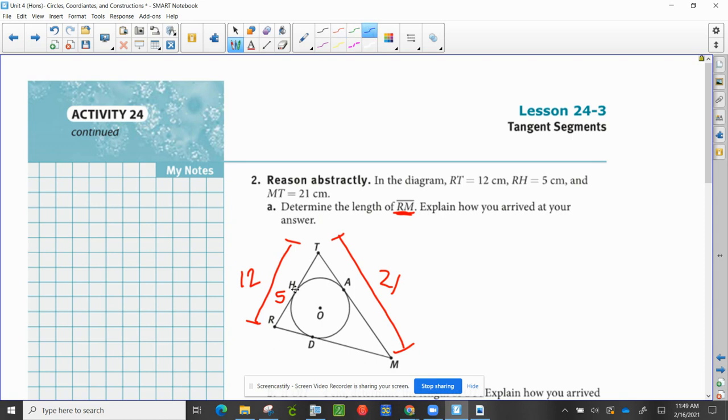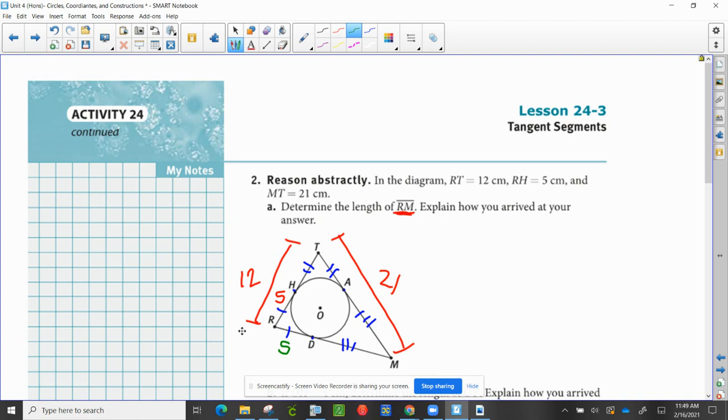Now, we have points of tangency at H, A, and D. Since those are going out to these points outside the circle, we can use that theorem and say that those two segments, RH and RD, are congruent. Same thing with TH and TA are congruent. And lastly, AM and MD are congruent. So here's what we can do. If we know that RH is 5, then so is RD, because they're congruent segments.